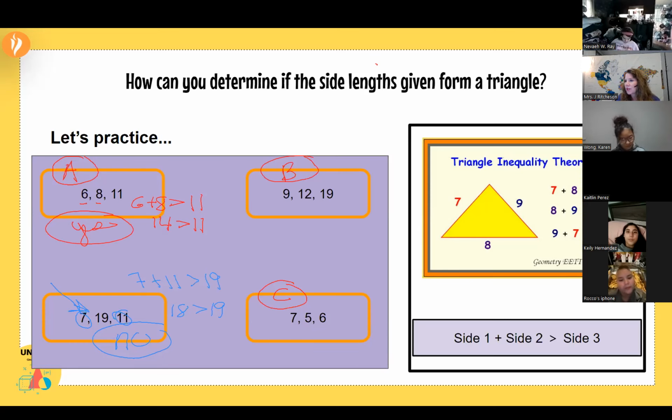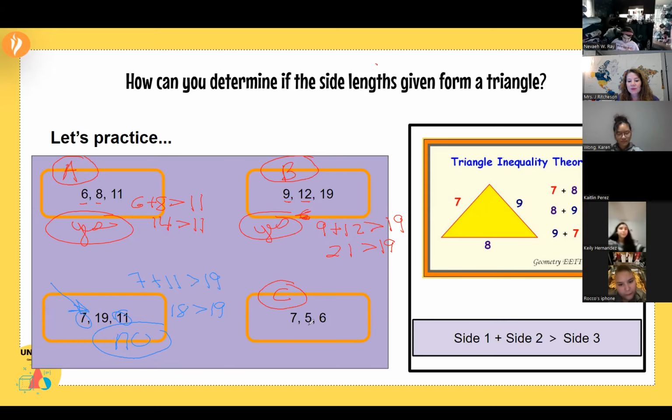Always pick those two shortest sides. So the two smaller numbers are 9 and 12. So 9, oops, I wrote 6. 9 plus 12, is that greater than 19? 9 plus 12 is 21, right? 21 is greater than 19. Yes, that is true. So the answer is yes.